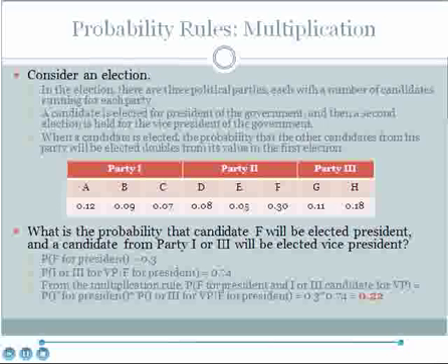From the multiplication rule, if we multiply the probability that F is president and the probability that a candidate from Party 1 or 3 is vice president, we will get the joint probability of both events. So, the joint probability of these two events is equal to 0.3, the probability that F becomes president, times 0.74, the probability that a candidate from Party 1 or 3 will be elected vice president, given that F is elected president. This is equal to 0.22. So there's a 22% chance that both F will be elected president and a candidate from Party 1 or Party 3 will be elected vice president.